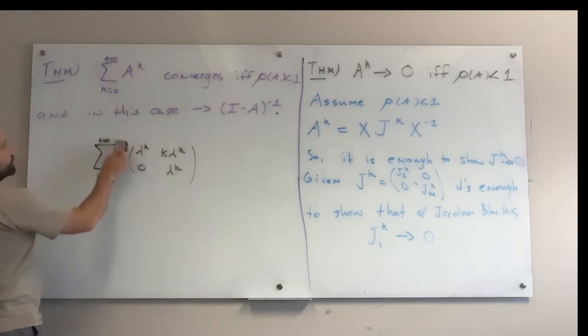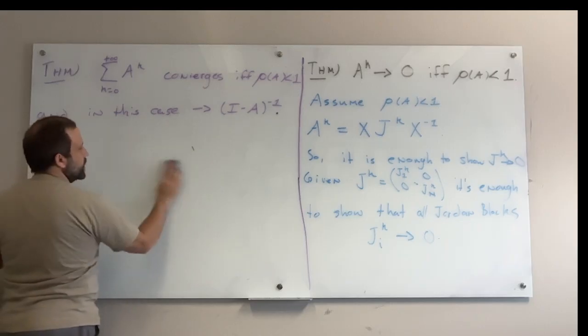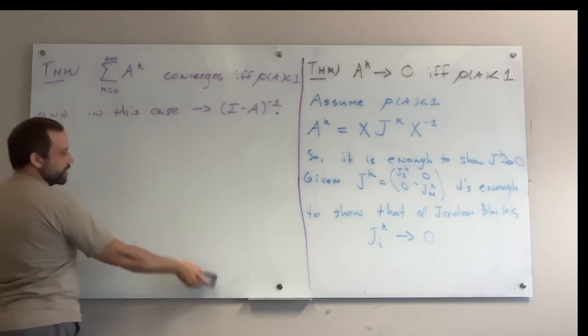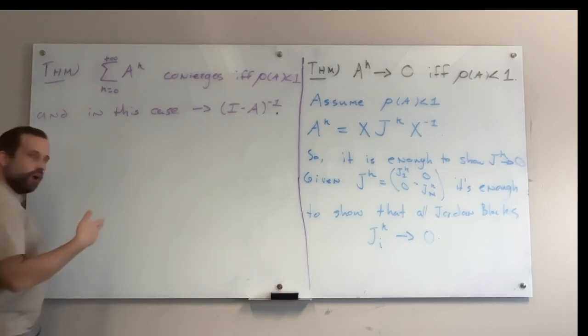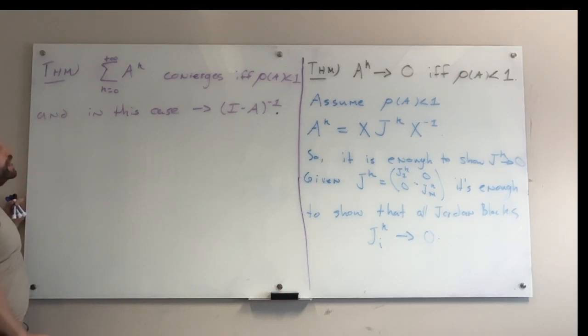Anyways, again, that should not be construed as a proof, just a convincing argument. If you think through what I'm saying, if we know the spectral radius is less than 1, then this is going to converge. Okay, but why does it converge to the inverse of I minus A?